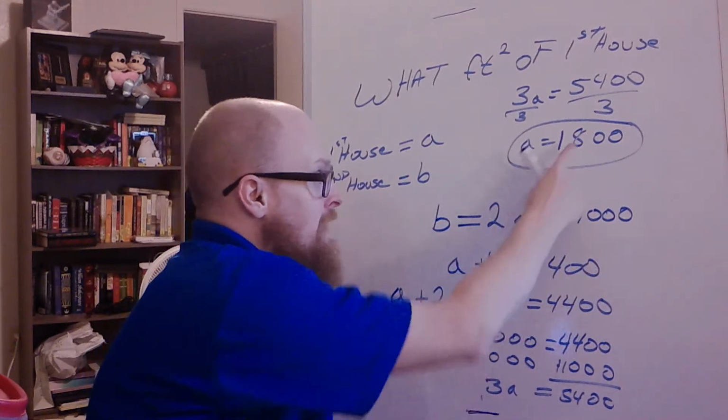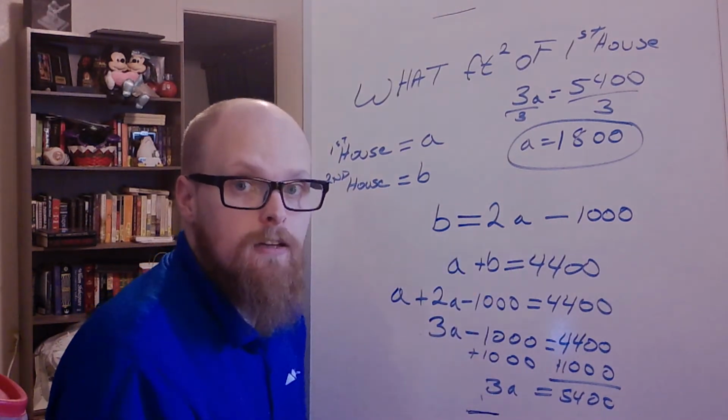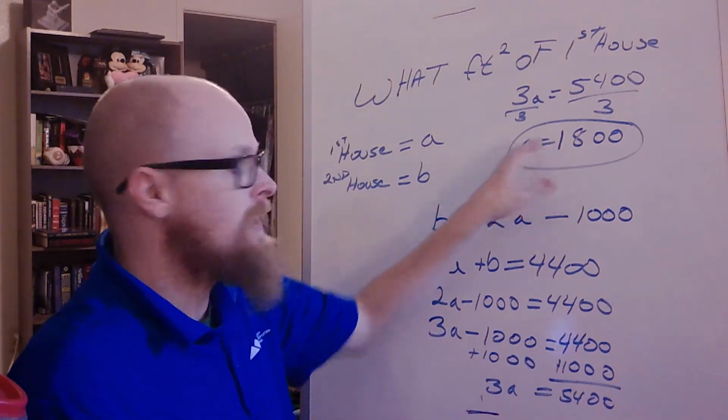Okay? Now, if we needed to, with this information, we could find B. Right? We could either plug A into here, or we can plug A into here and solve for B. Okay? Sometimes you'll need to do that. You'll have to solve for one first and then solve for the other.